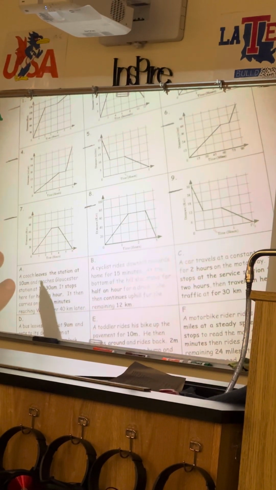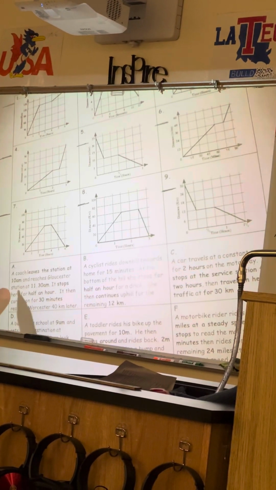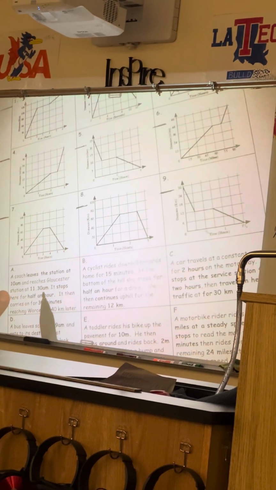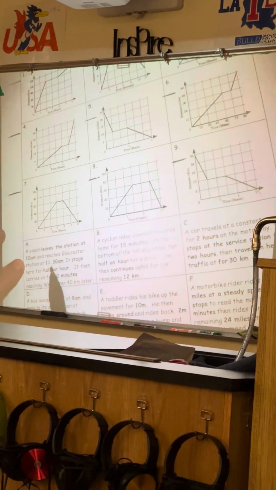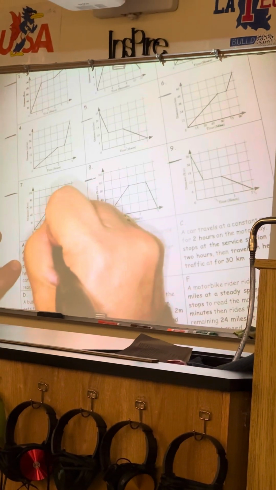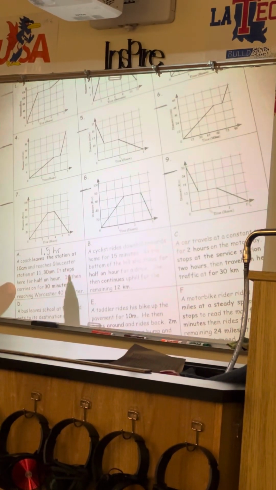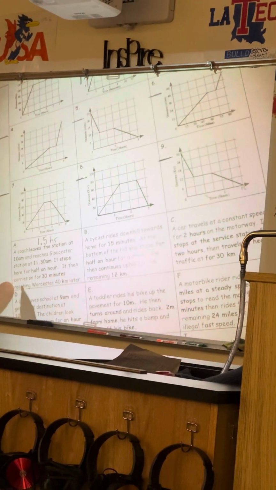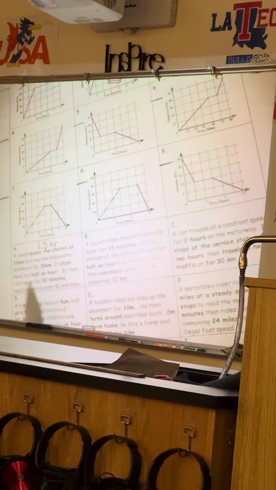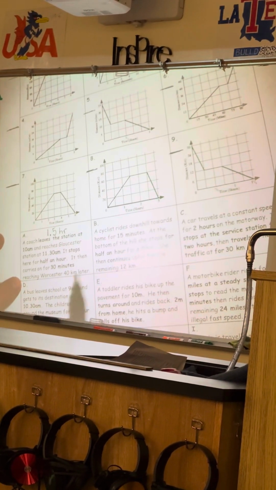A coach leaves the station at 10 a.m. and reaches Gloucester Station at 11:30 a.m. How long is that from 10 to 11:30? An hour and a half. So 1.5 hours. It stops here for half an hour. It then carries on or moves for 30 minutes, reaching Worcester 40 km later.